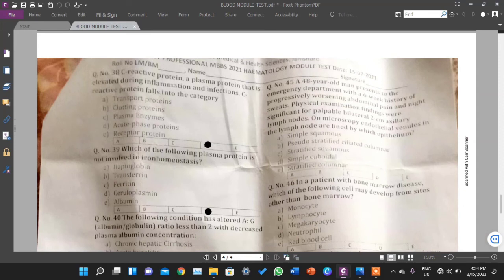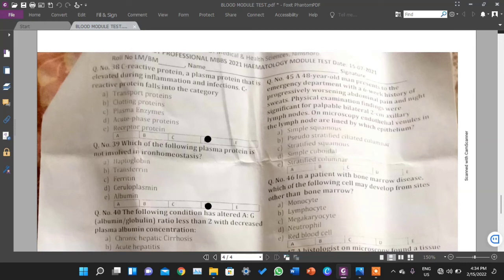A 48-year-old man presents to the emergency department with a 6-week history of progressively worsening abdominal pain and night sweats. Physical examination findings were significant for palpable bilateral 2 cm axillary lymph nodes. On microscopy, high endothelial venules in the lymph node are lined by which epithelium? Simple squamous, pseudostratified ciliated columnar, stratified squamous, simple cuboidal, or stratified columnar? So as we all know, whether it is veins, venules, or arteries, the endothelium is lined by simple squamous.